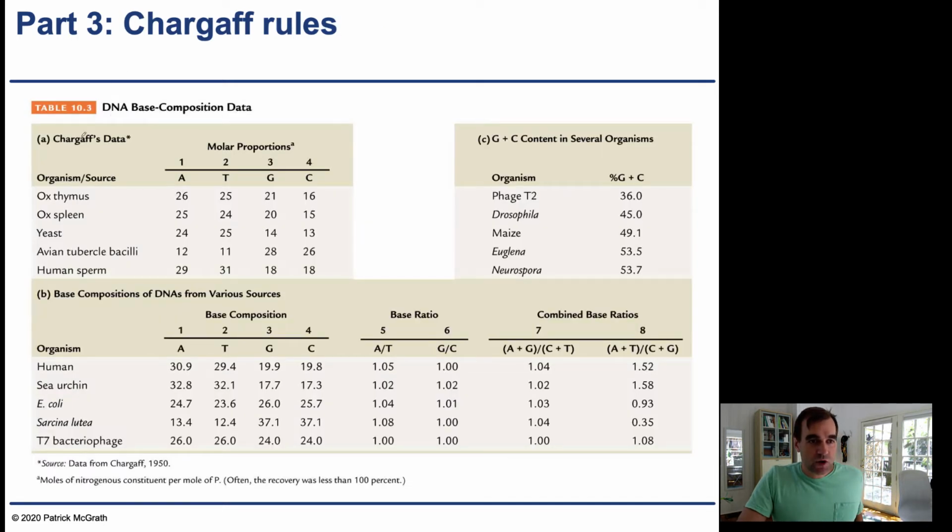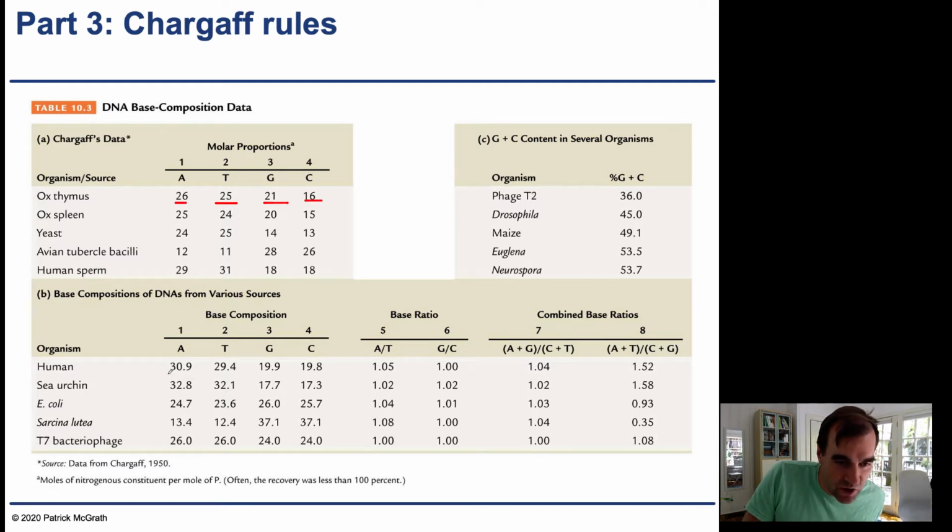So, Chargaff's rules. If you look at a bunch of different biological sources, this is the original Chargaff data from a 1950 paper looking at various organs of ox, and also different organisms as well. What he found is that when you compare the A and the T and the C and the G, they're approximately the same. There's experimental error in here.